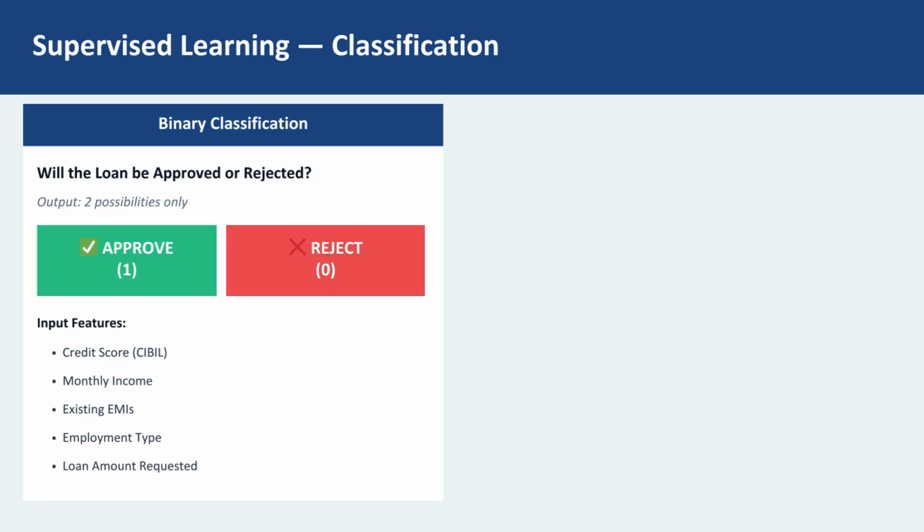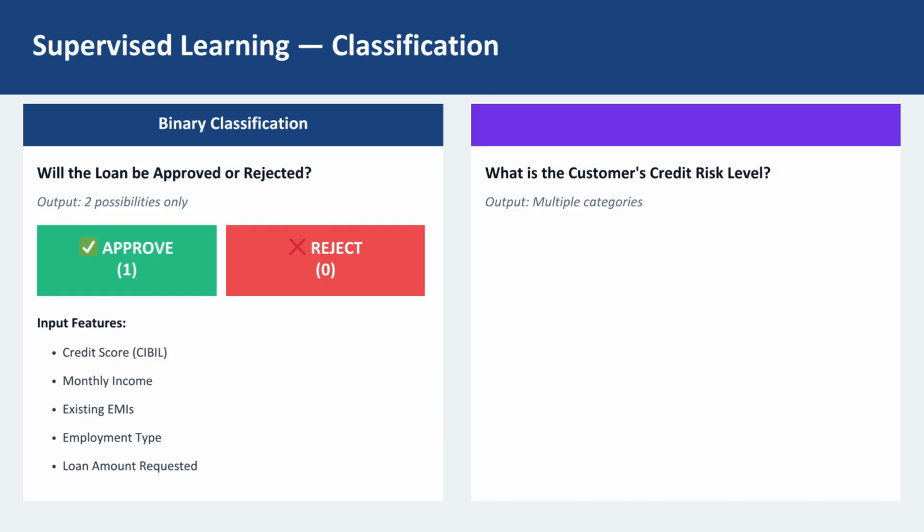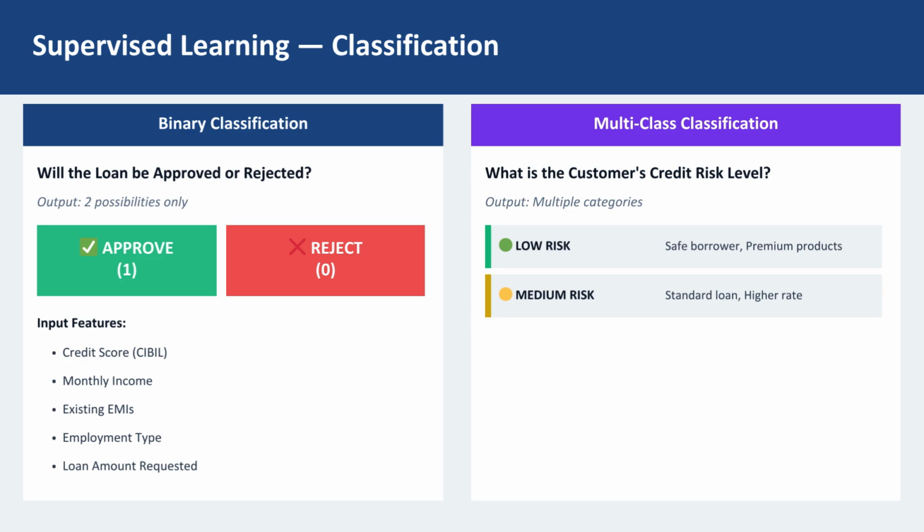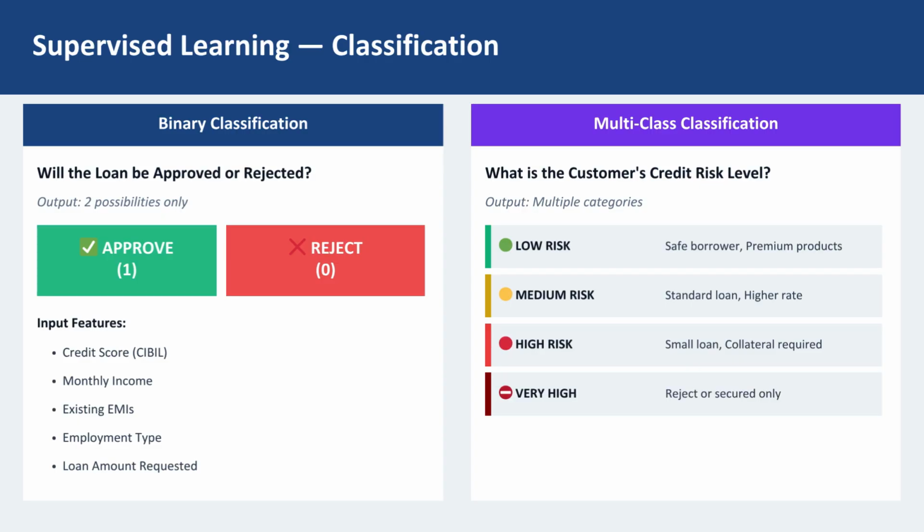But now, let's say your bank wants to go one step deeper. Not just yes or no, but how risky is this customer. That's where multi-class classification comes in. Now the model doesn't just say approve or reject, it assigns the customer to a risk category. Low risk, where the customer is a safe borrower, bank can offer them premium products and the best interest rates. Then we have medium risk, where the customer can get a standard loan with slightly higher interest rate. High risk, where the customer can get a small loan amount only with collateral required. At very high risk, we will reject the application or offer only secured lending.